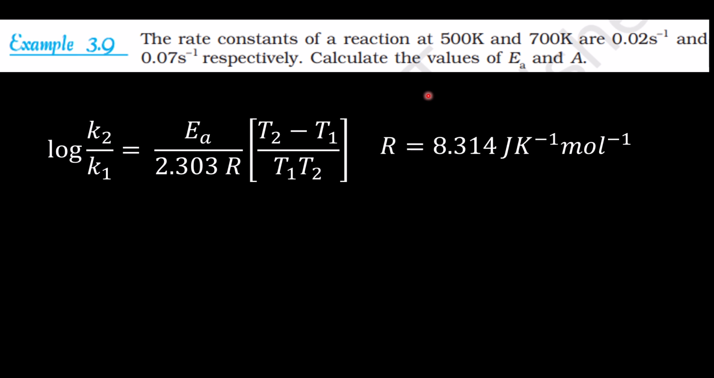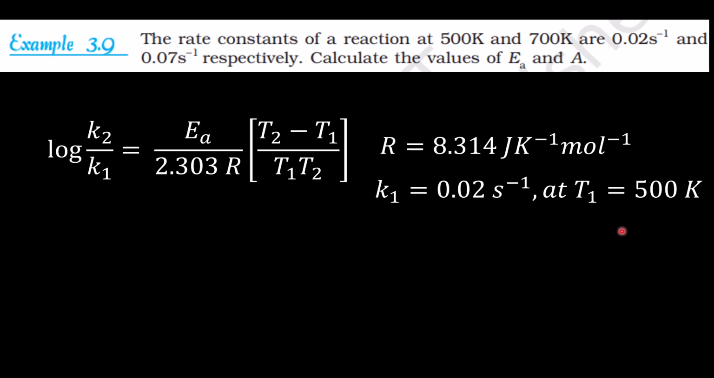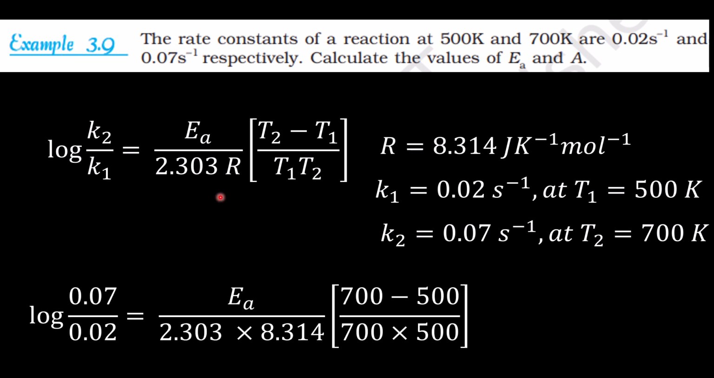and K1 is 0.02 per second at T1 is equal to 500 Kelvin. When T2 is equal to 700 Kelvin, that rate constant K2 is 0.07 per second. So we have K1, K2, and T1 and T2 values. Substituting these values in this Arrhenius equation and simplifying these values, we get EA value.